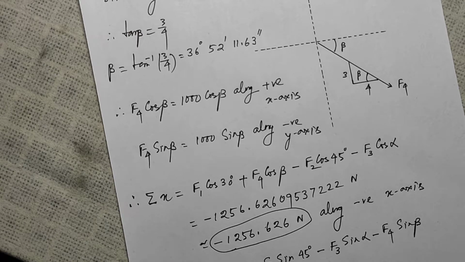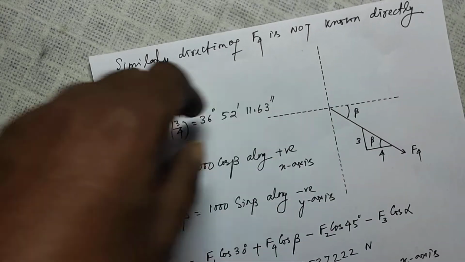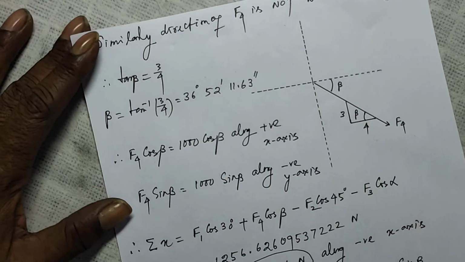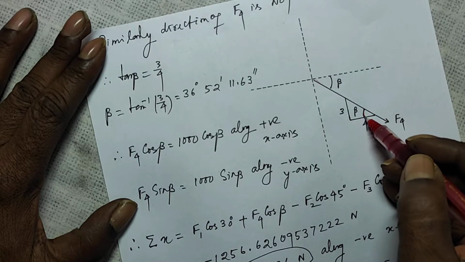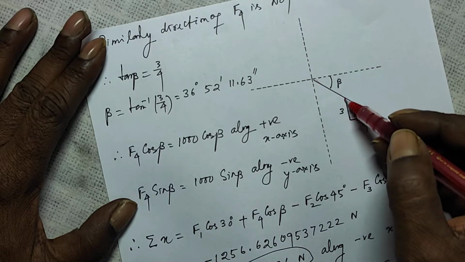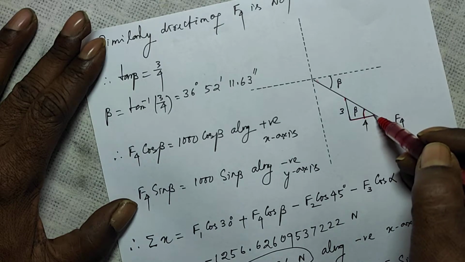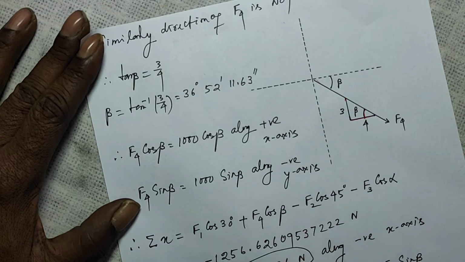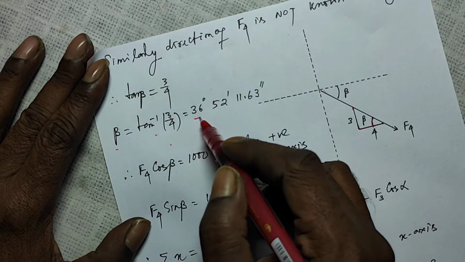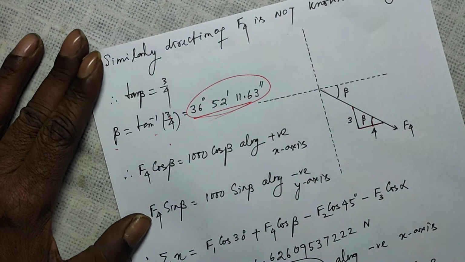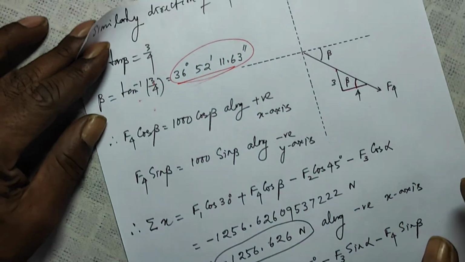Similarly, to find beta, the direction of F4 is not known directly. This is your F4, let this angle be beta. This is given as 4 units, this is given as 3 units. So tan beta will be 3 over 4, so angle beta will be tan inverse 3 over 4. If you put it in a scientific calculator, this comes out to be this much.